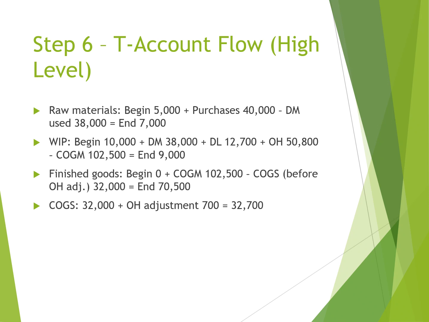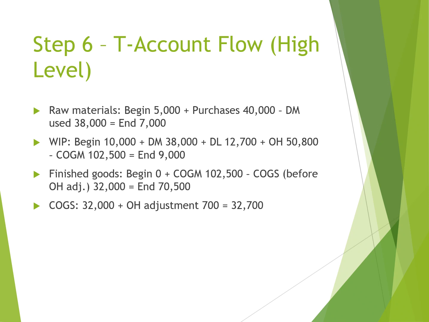In work in process, we start with $10,000 of opening work in process and then add $38,000 of DM, $12,700 of DL, and $50,800 of applied overhead. That totals $111,500 flowing through work in process. We subtract COGM of $102,500, and we are left with $9,000, which is exactly the cost of job J104, the only incomplete job.